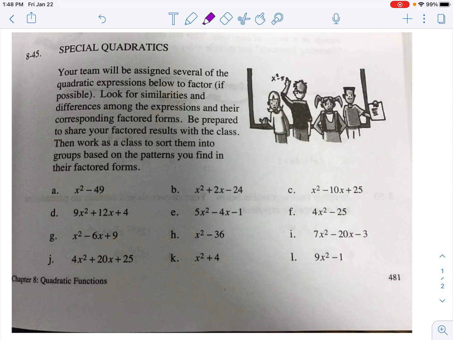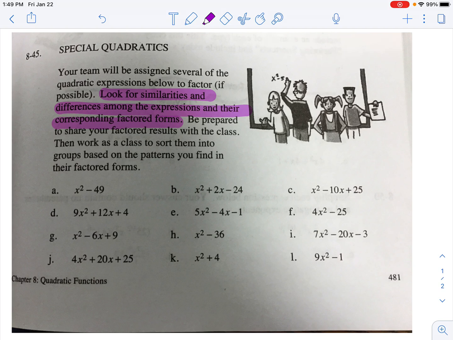All right, we're going to take a look at problem 8-45, special quadratics. It says, be prepared to share your factored results with your class. And it says to look for similarities and differences among the expressions and their corresponding factored forms. So let's first take a look at the expressions given below that need to be factored and see if we can see any similarities and differences.